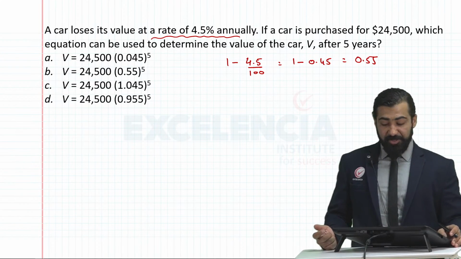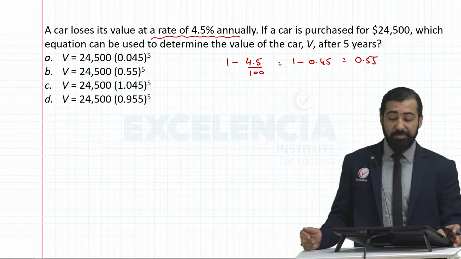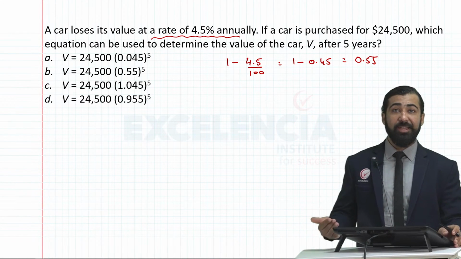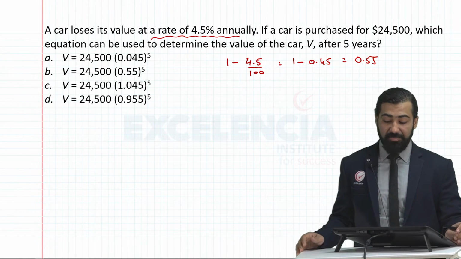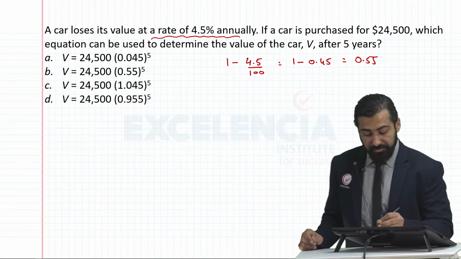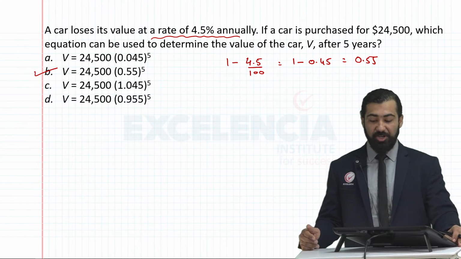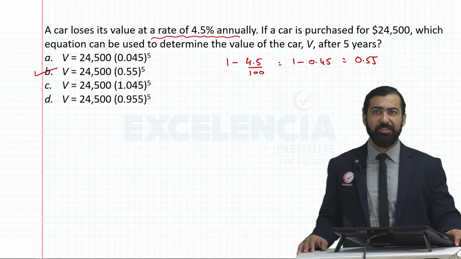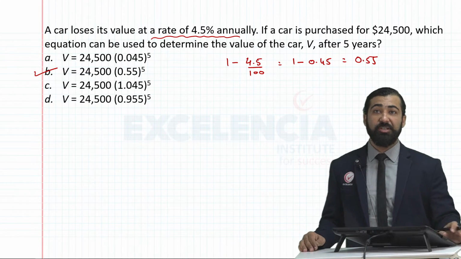If the car is purchased for 24,500, which each and every option shows, which equation can be used to determine value of car after 5 years? Value is decreasing with the factor of 0.55, and we are looking at timeline of 5 years. So here, option B. See if you got your answer as option B. Option B has given us 0.55 as a decay factor, and 24,500 is your initial value.